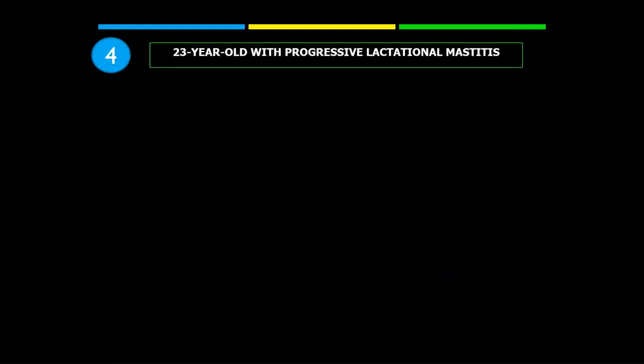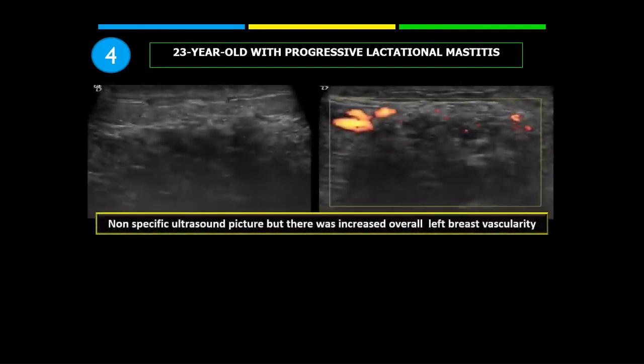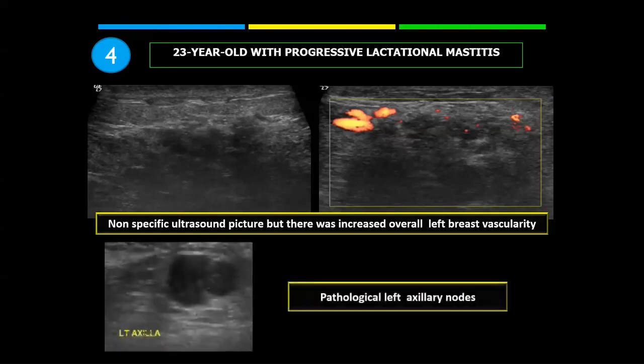Case number 4 is a 23-year-old with progressive lactational mastitis. She was sent for an ultrasound examination, which revealed a non-specific ultrasound picture, but there was an increased overall left breast vascularity. When we looked at her axillary lymph nodes, they were globular in shape with a lost fatty hilum.